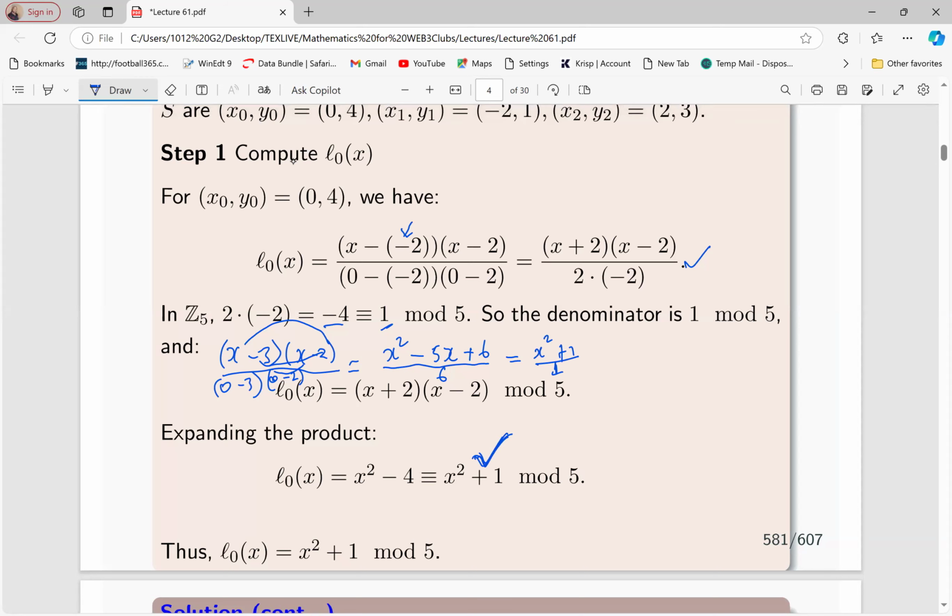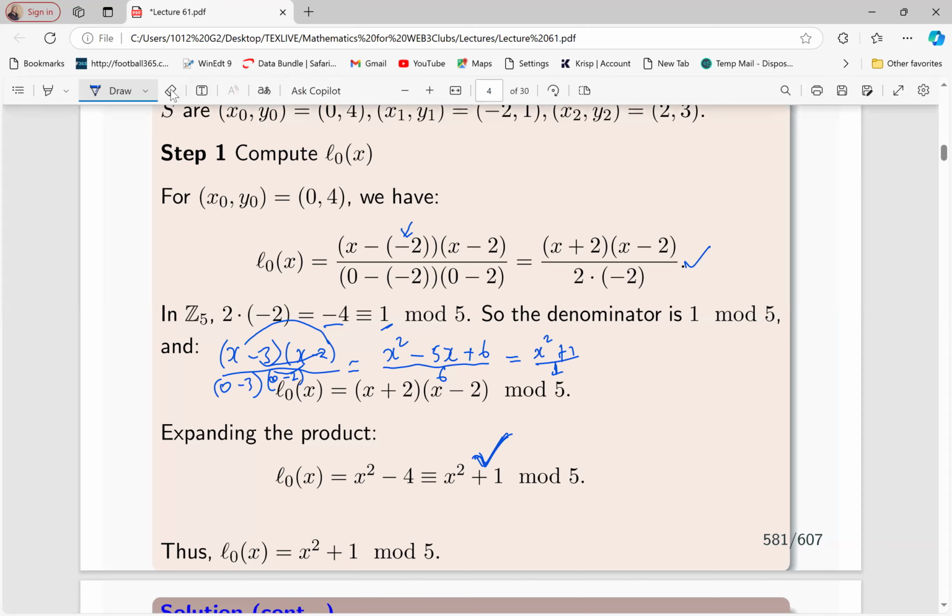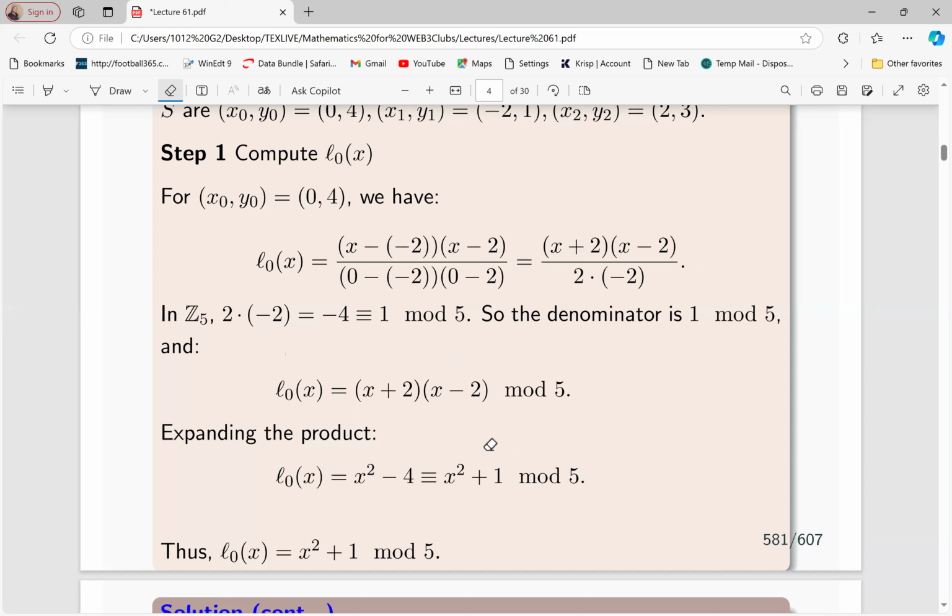So I said, you choose when you want to reduce. But the most important thing is that your final answer must be reduced. Whatever you do in between, ensure that your final answer is reduced mod P, where P is the prime number. In this case, our P was 5.